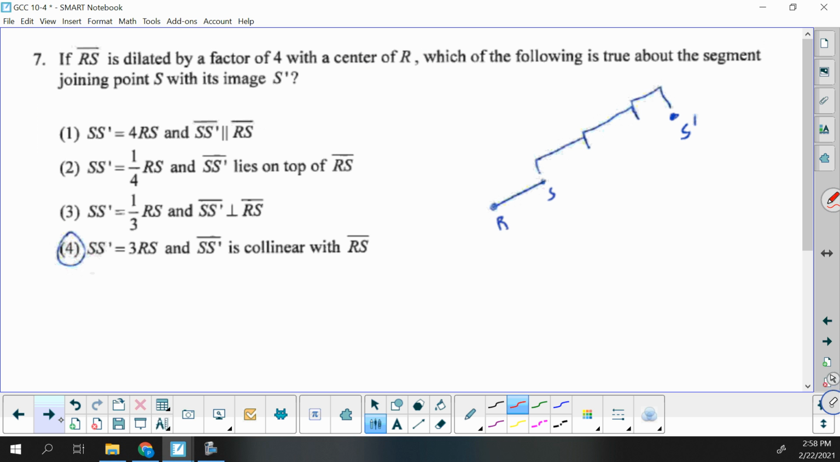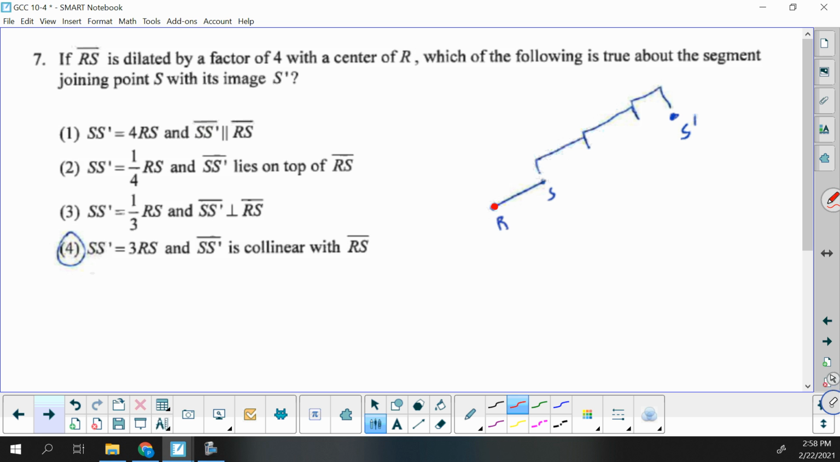Seven was a pretty hard question. So RS is dilated by a scale factor of 4 with center at R. So first off, if we're dilating RS and the center is at R, that means our center of dilation is on the line. So therefore, we're going to have the same line, so it's going to be collinear.